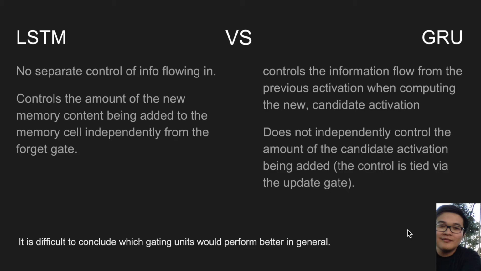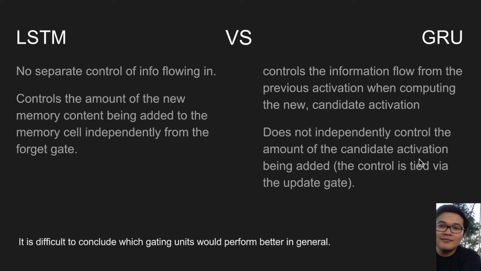And now we have a short comparison of LSTM and GRU. The LSTM unit computes a new memory content without any separate control of the amount of information flowing from the previous time step. Rather, it does control the amount of the new memory content being added to the memory cell, independently from the forget gate. On the other hand, the GRU controls the information flow from the previous activation when computing the new candidate activation through the reset gate, but does not independently control the amount of the candidate activation being added. That control is tied via the update gate.